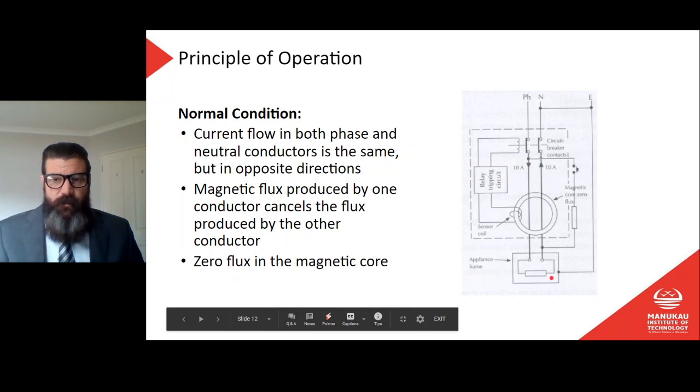Now if we have, so here's our earth wire that goes back to our earth bus bar, which is connected to neutral.